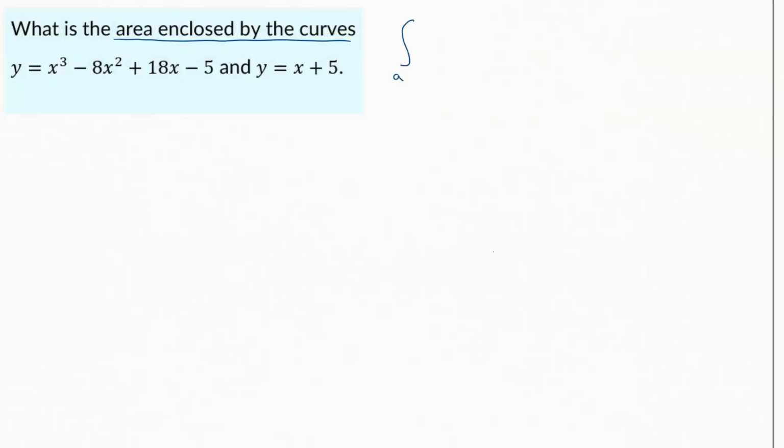The formula looks like the integral from a to b of whichever equation is on top minus, in parentheses always, whichever equation is on bottom. Whichever one's above versus whichever one's below. Kind of as you think through the regions, this would be the top because it's above the other one on the bottom here.